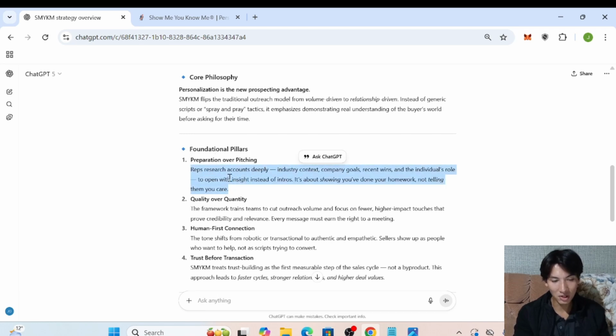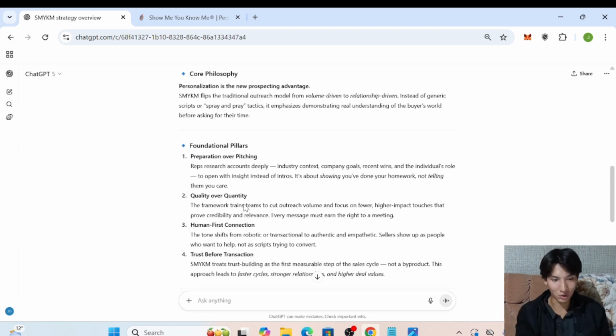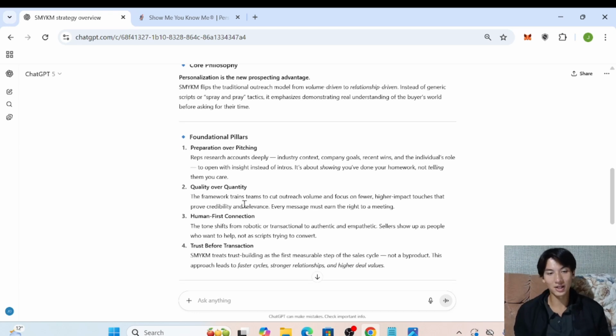So really research the company, the industry context, the company goals, recent wins, and the individual's role to open up with insight instead of intros. It's about showing you've done your homework, that you know the individual, you know their problems, you know their industry, that you're using their language and speaking to their pain, and telling them how you can solve them rather than just that you care. Because let's be honest, if you just say I care, you hear more about the money.